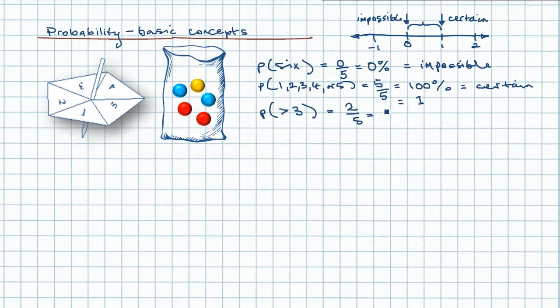What's that going to be? Well, if I multiply it by 20, that will give me 40%. 40 out of 100 is 40%. Or, if you want to express it as a decimal, 0.4 is our answer.